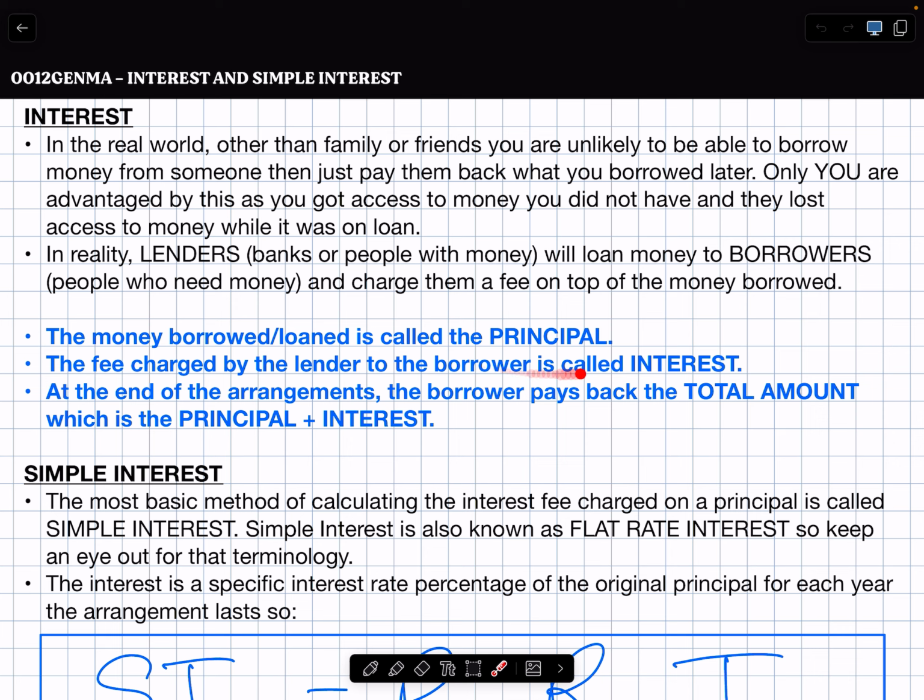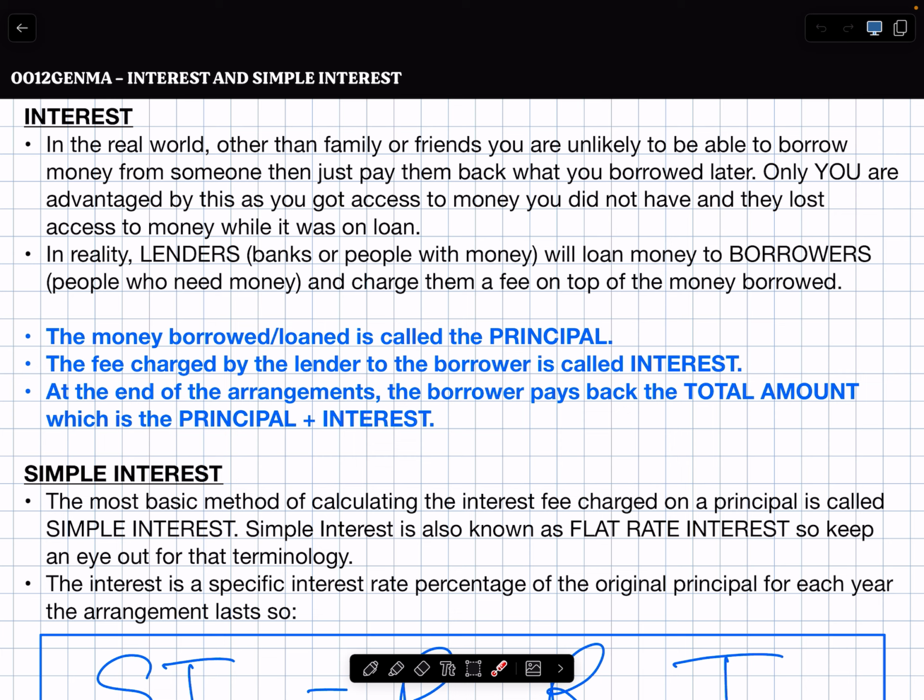So just to say again, principal is the sum. It's the thing that's being borrowed. Or from the lender's perspective, it's the thing that you're loaning out. The fee that the lender is charging to the person borrowing, on top of that, is called the interest. And at the end of the arrangement, the borrower pays back the total amount. What is that? That's the principal, the amount of money you borrowed, plus the cherry on top, the interest.